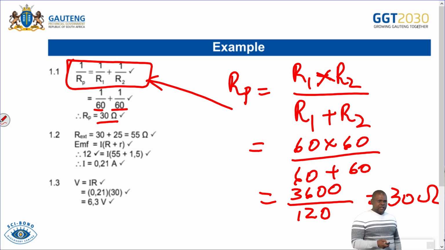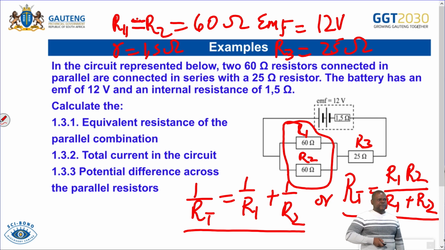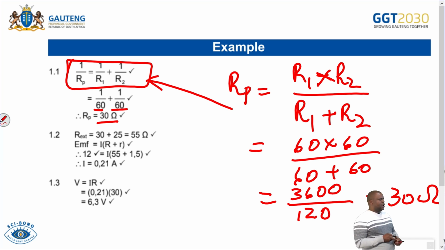Then let's go a little back. Let's go back to the previous slide. The first thing they ask us is to calculate the equivalent resistance. Yes, we found that to be 30 ohms. That's what we did, grade 11s. Then number 2, they said, calculate the current in the circuit. Calculate the total current in the circuit.